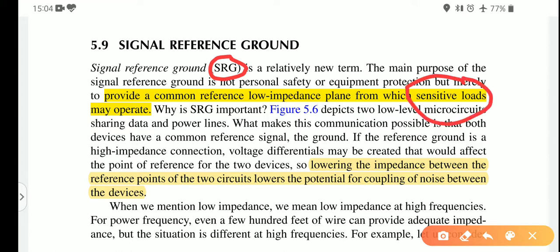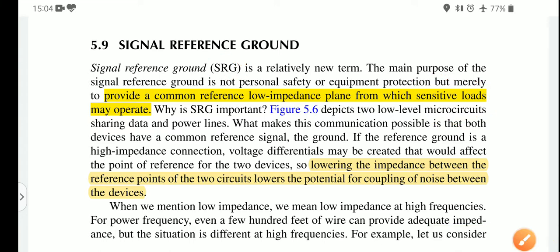Right now we have seen regular loads such as transformers, motors, heavy machinery. Here sensitive loads cover the communication equipment, which is mainly used to transfer data. Why these sensitive loads are important, let's see further.